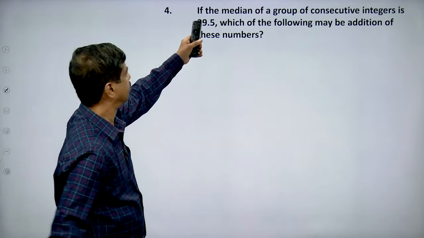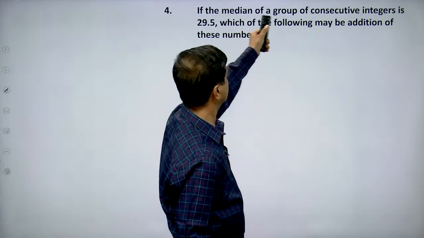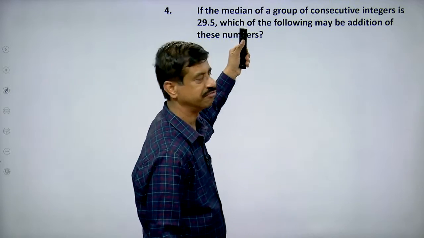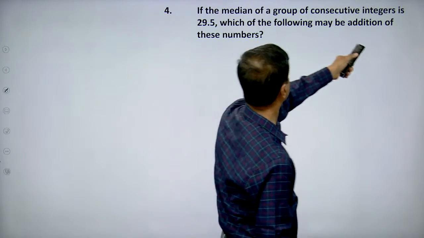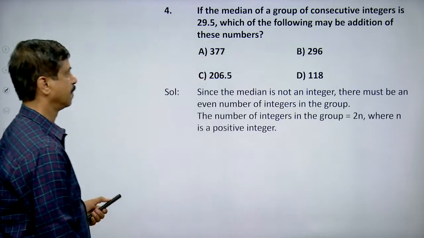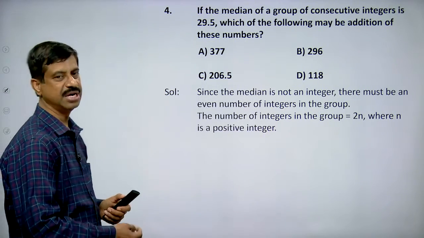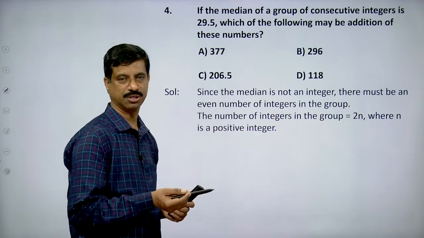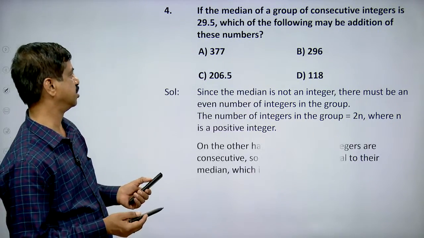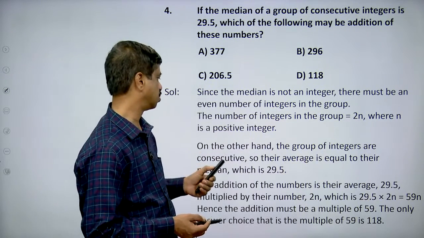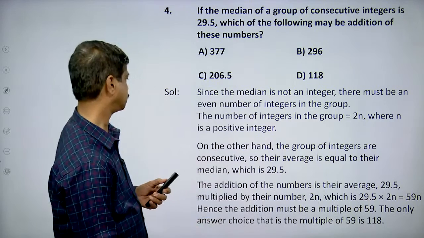Now, children, if the median of a group of consecutive integers is 29.5, which of the following may be the sum of these numbers? So, children, what is the median, the middlemost term? If you take consecutive terms, it is the middlemost term. So 29 and 30 should be the two middle terms, for the average to be 29.5.